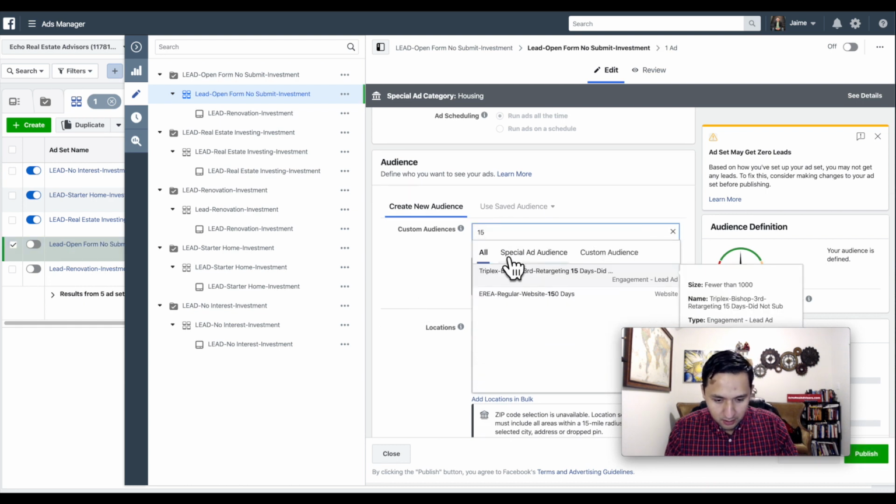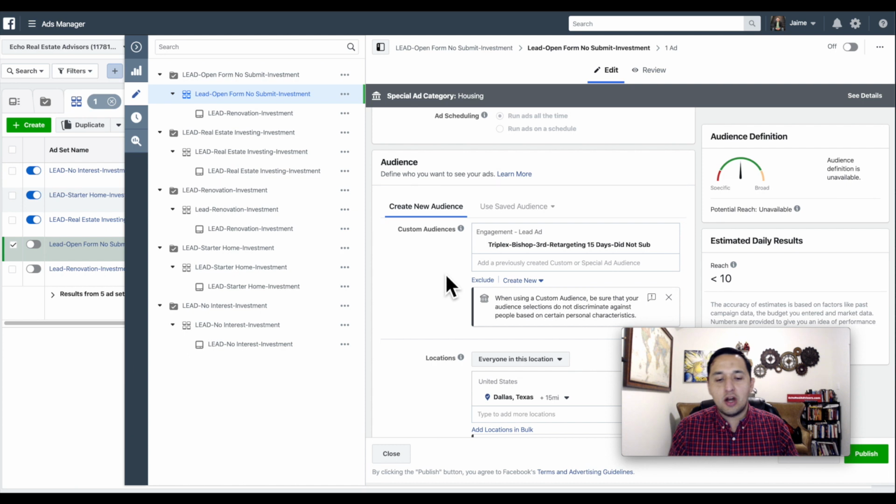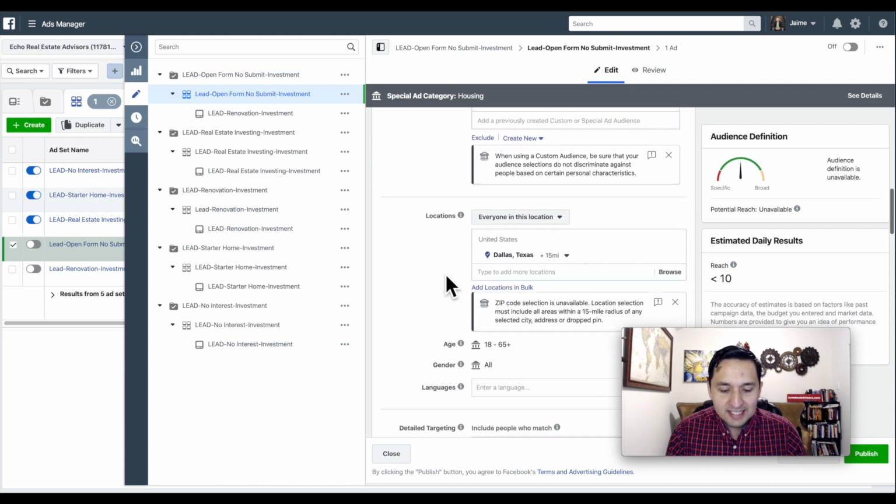And the other one I called triplex bishop third retargeting 15 days. So this audience is targeting those people that opened up this particular form within the past 15 days, which is overkill since we've only been running this ad for 2 days, but it's fine, but did not submit their information. So recap, open the form within the past 15 days, although we haven't run this ad for that long, and did not submit their information. So that's the only audience that I'm retargeting.